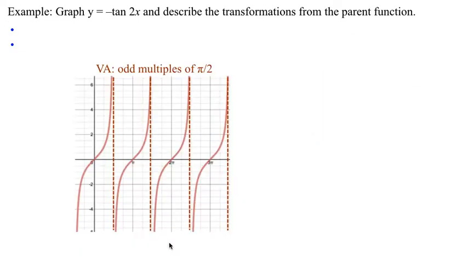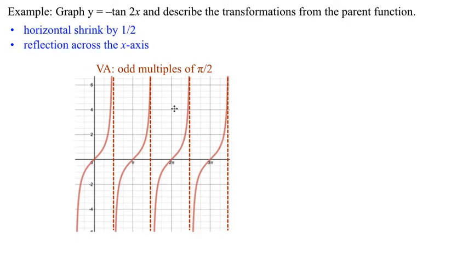So let's go ahead and take a look at what a problem might look like for tangent. This problem says to graph y equals negative tangent 2x and describe the transformations. Well, we've got the negative out front, so we know we're going to have a reflection across the x-axis, and the 2 inside of the function will give us a horizontal shrink by a half.